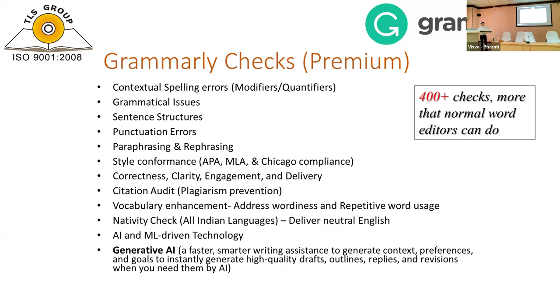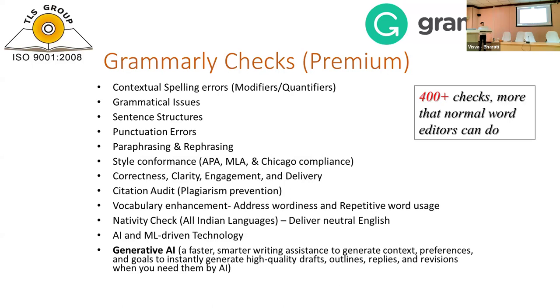Grammarly detects those kinds of sentences and gives you a ready rephrase that you can replace with a sentence of better clarity and conciseness, so you don't need to rewrite it. Paraphrasing and rephrasing are again possible with Grammarly. Grammarly is the only tool in the writing space that has APA, MLA, and Chicago styles of citation. With the high demand from Indian medical universities, Grammarly has also come up with Vancouver citation, so if you are doing medical research, you will have the feature to cite in Vancouver format as well.